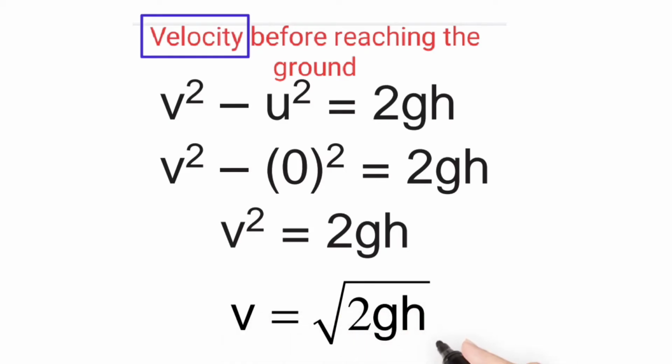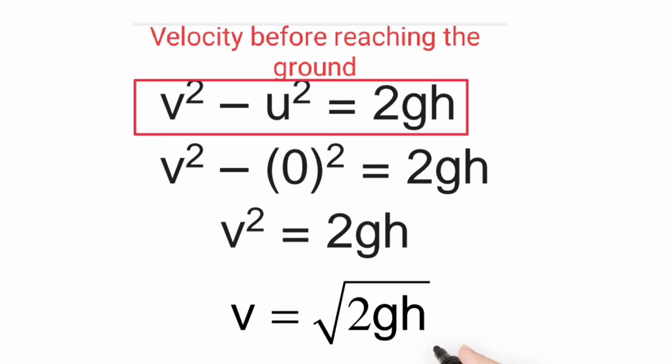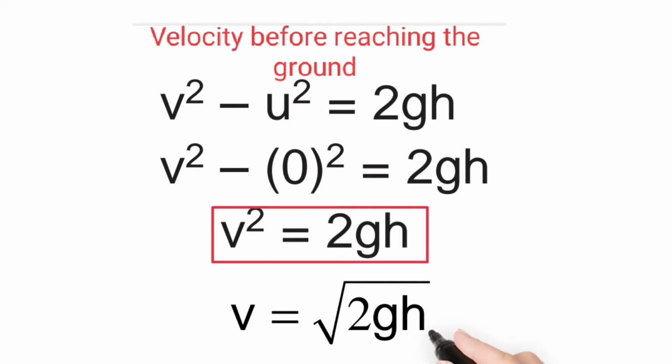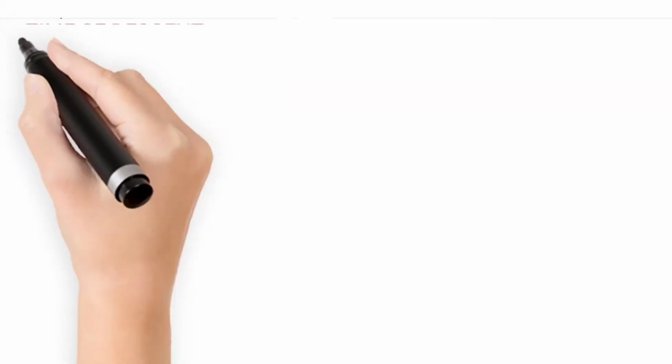Now we will find velocity before reaching the ground. From v square minus u square is equal to 2gh, for a freely falling body, initial velocity u is equal to 0. So if we substitute 0 in the place of u, then we will get v square is equal to 2gh. From that, v is equal to root over 2gh.